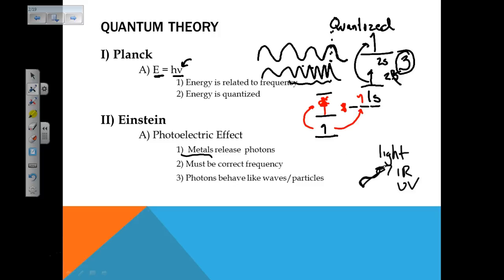Okay? Now, relate this back to Max Planck. If that light that hits the metal is the correct frequency, okay, you can excite an electron, and that electron then releases photons. Okay? And then also as a result of this, Einstein kind of figured out that photons act like waves sometimes, and photons also act like particles. Okay, so this is called the wave-particle duality, where photons, or all electromagnetic radiation, sometimes moves as a wave, okay, and then sometimes moves as particles going in this direction.